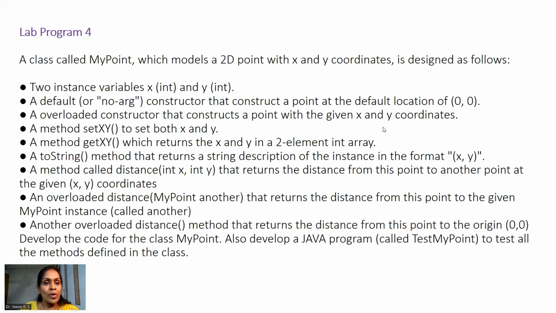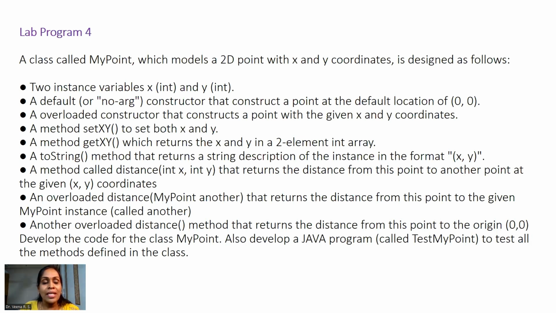So this is what a lab program goes like. A class called MyPoint, which models a 2D point with X and Y coordinates, is designed as follows. The bullet points mentioned in the problem statement are all the members of the class MyPoint. Whenever we say there is a point, we all know that in a 2D plane, every point will have two coordinates, X and Y. And this entire problem statement demands that we find the distance between two different points, and also the distance between the point and the origin, that is 0, 0.